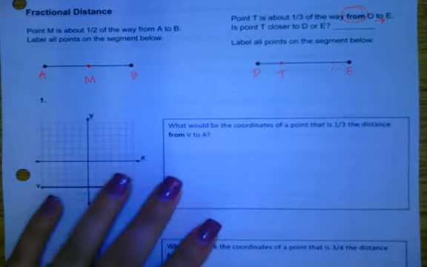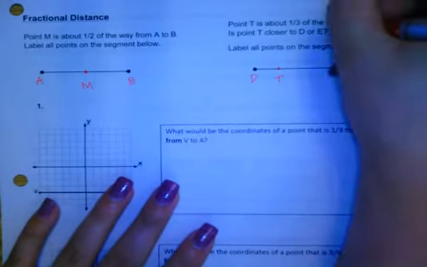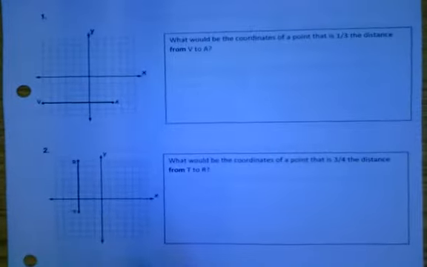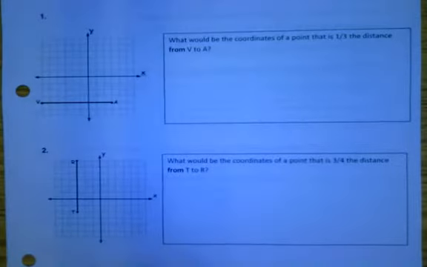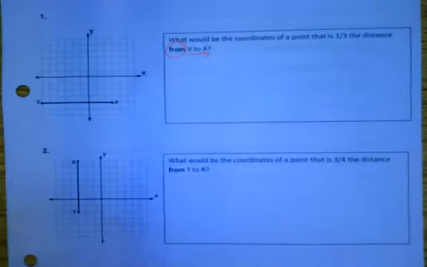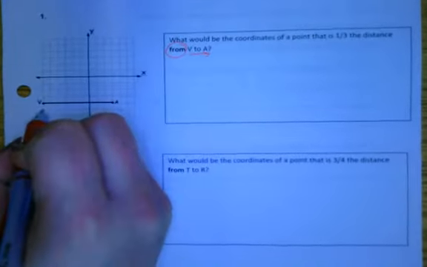Okay, so we're moving from D towards E, so we are closer to D like you guys stated. Okay, so get into the habit of circling the word from, and then putting an arrow in the direction you're moving. So from D towards E. So number 1 says, what would be the coordinates of a point that is 1/3 the distance from V to A? Okay, so I'm moving from V towards A.